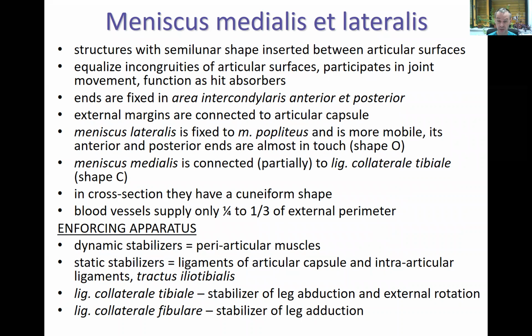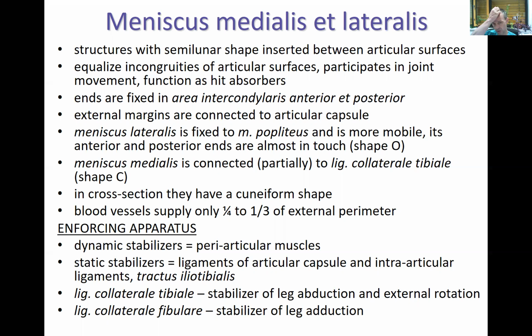As for cross section, they are wedge shaped, and it's a fibrocartilaginous structure, supplied by blood vessels only in about one quarter to one third of its external perimeter. And what is their function? Their function, as I said, is to absorb shocks and to move during movements.